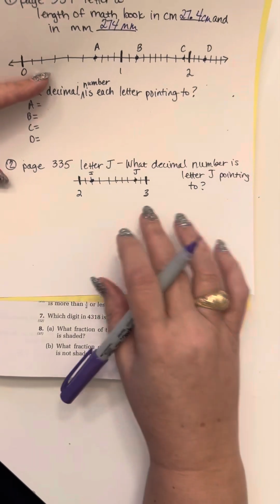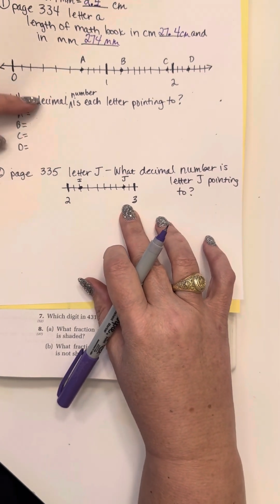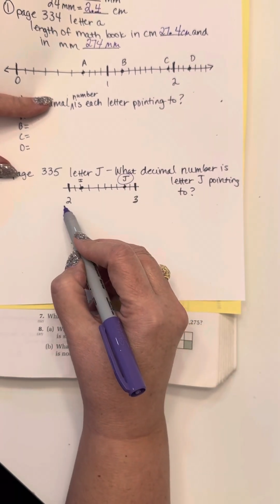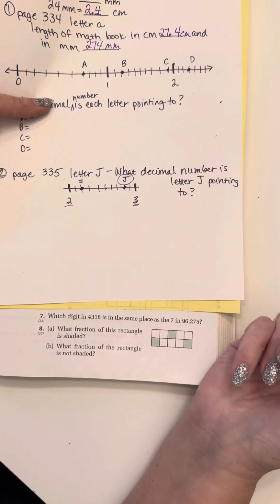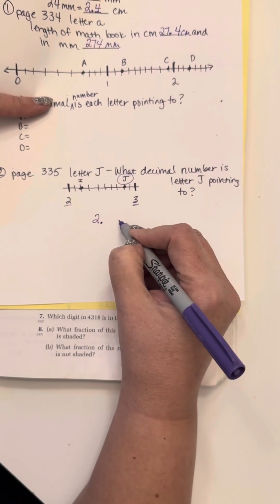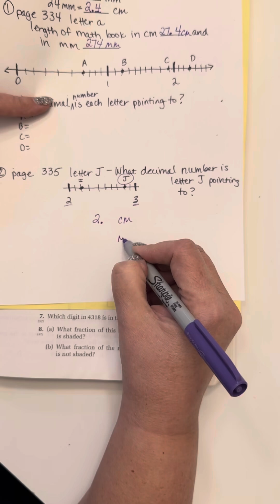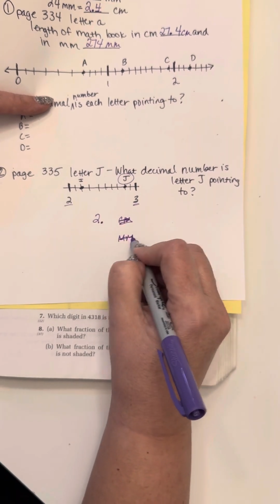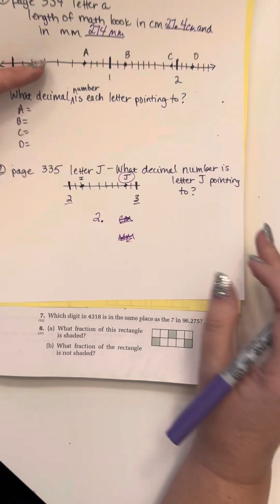I have it drawn on here also. Let's see, that might be easier to see. So I'm going for the letter J. So like I said, I'm past 2, but I haven't made it to 3 yet. So I know it's 2 and something. And, oh, no, we're not in centimeters. Just a decimal number, sorry, I messed that up.